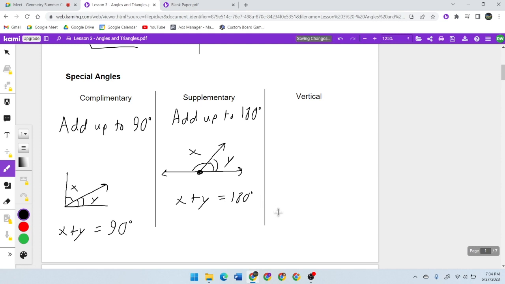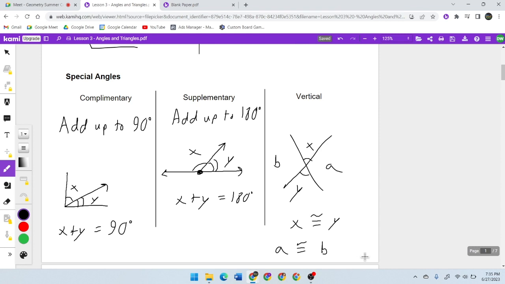The last kind of special angle we have is the vertical angle. You have this X shape of intersecting lines. If this angle right here is X and this angle here is Y, then X is congruent to Y. Remember that congruent is just another word for equals. So the two are equal to each other. And by the way, if we call this angle A and this angle B, you could also say angle A is congruent to angle B.